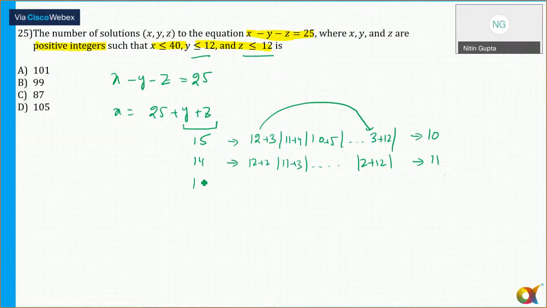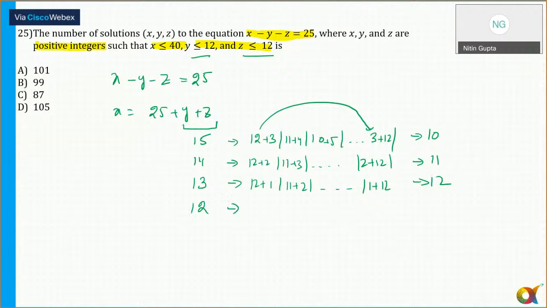Then if y plus z is equal to 13, then I'll say maximum 12 plus 1. Then I can say 11 plus 2, and so on till 1 plus 12. So total number of solutions is 12.